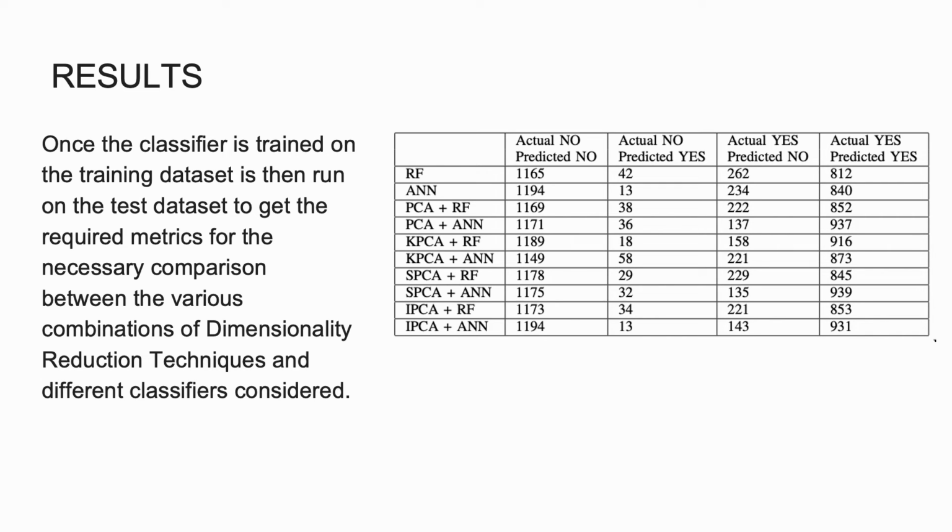Here the table represents actual no, predicted yes, predicted no, and actual yes, predicted yes. These are the confusion matrices that we have found for all the 10 experiments, which were also used as a measure of comparison between them.